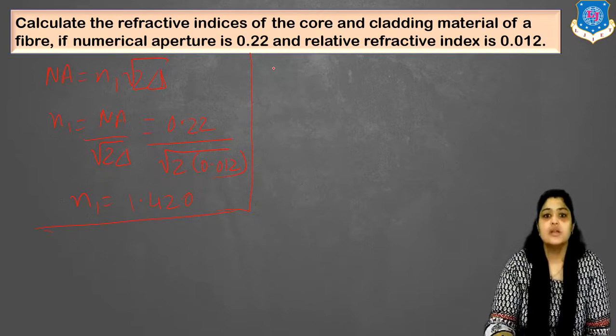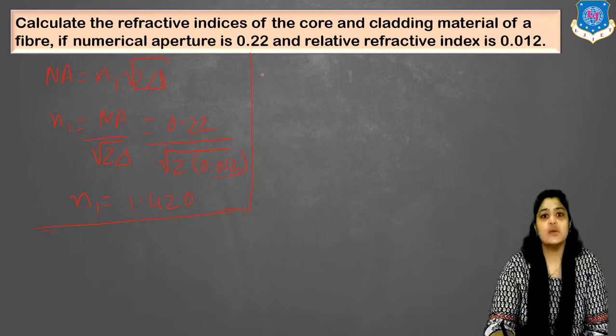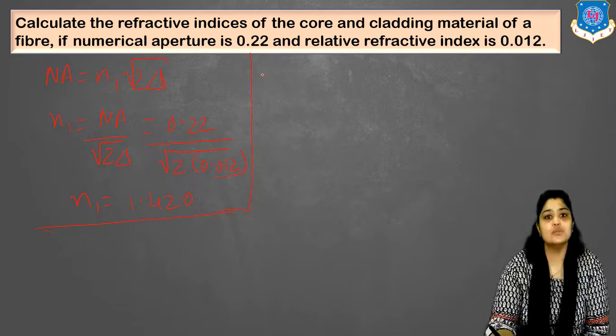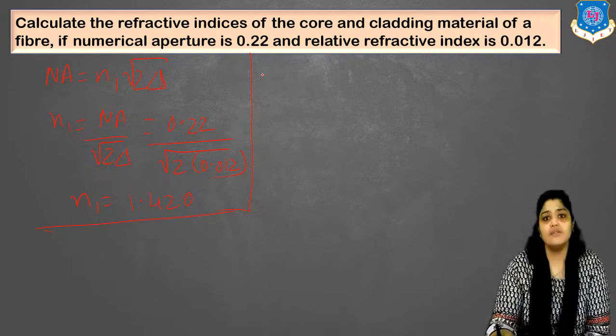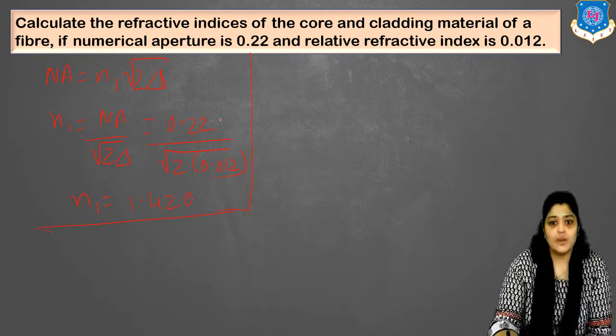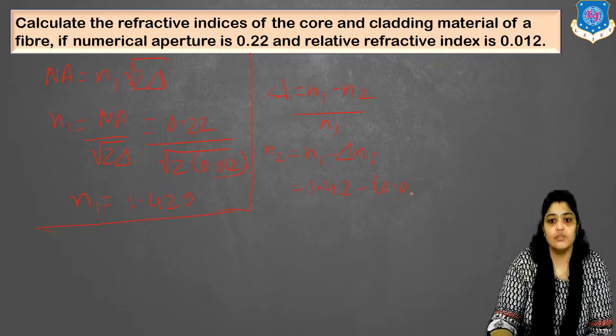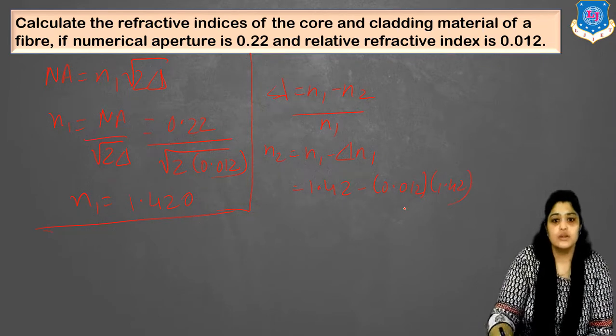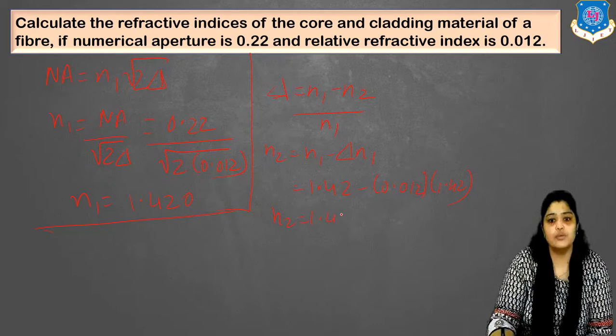Now we have obtained the value of n1. How do we find out n2? You have two options. Either you can use the equation of numerical aperture, that is NA is equal to the square root of n1 square minus n2 square, because we have been given the value of NA and we found out n1. Secondly, you can use delta, that is n1 minus n2 by n1. So I'll be using this equation. Delta is equal to n1 minus n2 upon n1. So I can write n2 as n1 minus delta n1. I simply took n1 on the other side. This is 1.42 minus 0.012 into 1.42. So this gives me the answer of n2 as 1.402.